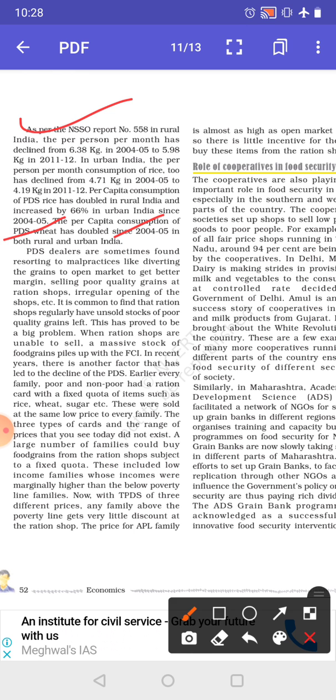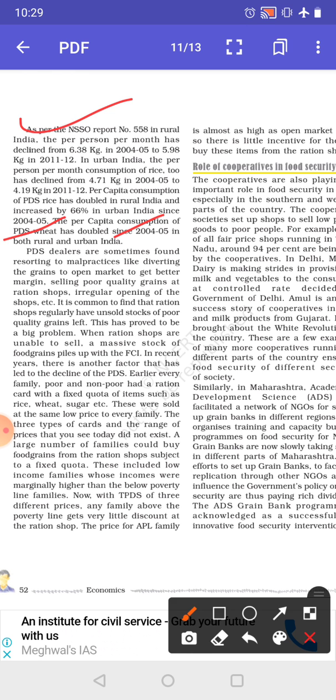Along with that, one very common malpractice that was being found is that ration shops have unsold stocks of poor quality food grains. जो जितना रजिस्टर्ड लोग है या जितना रजिस्टर्ड ग्रेन वो लेते हैं उतना उनकी सेल ही नहीं होती और वो उनके पास सारा पड़ा हुआ रहता है. So these are some problems that are related to the public distribution system. Now when ration shops are unable to sell, a massive stock of food grain piles up with the FCI.